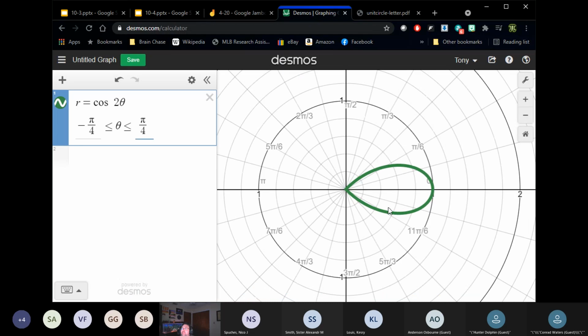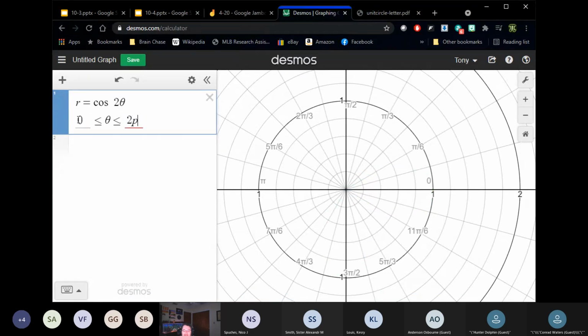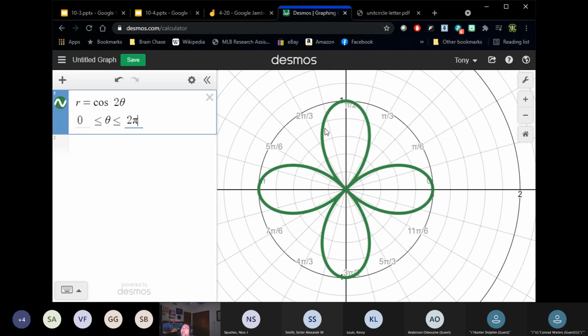Now that's one leaf. Remember, if we looked at this one from 0 to 2 pi, it's actually 4 leaves. So if I wanted to find the area of the whole shape from 0 to 2 pi, I would just take that pi over 8 and multiply it by 4 and get pi over 2. So you can find the area of the whole thing now.